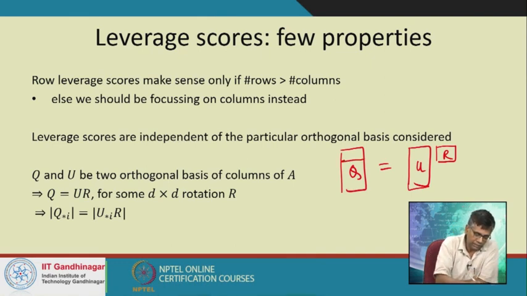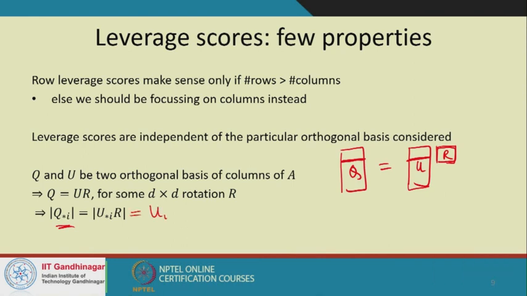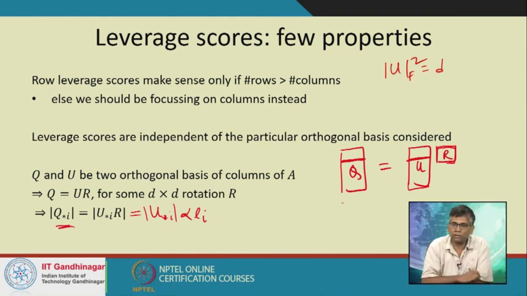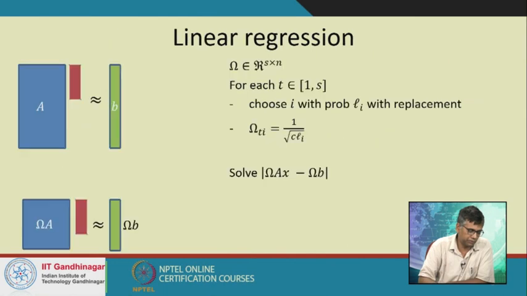What that means is that the ith row of Q is equal to the ith row of U times R. So the two norm of the ith row of Q equals the two norm of the ith row of U. This is true for any two orthonormal bases Q and U, and this is what we define as the leverage score, divided by the normalization. Remember that the normalization, the Frobenius norm squared of U, is always D, and that is independent of the basis that you choose. Both the numerator and the denominator are independent of the basis, and the leverage score itself is independent of the basis.